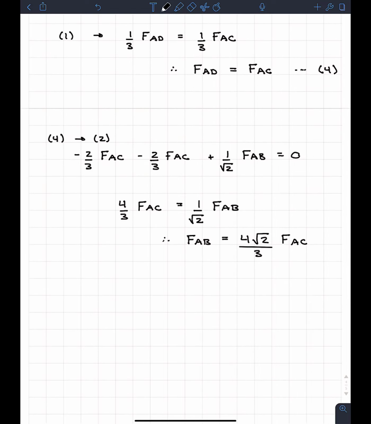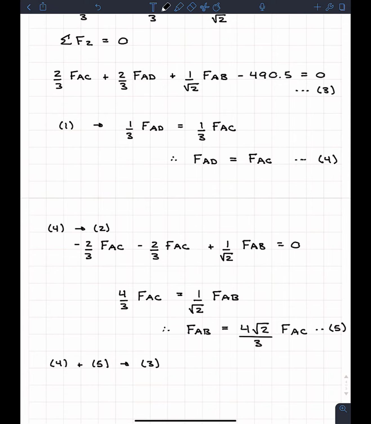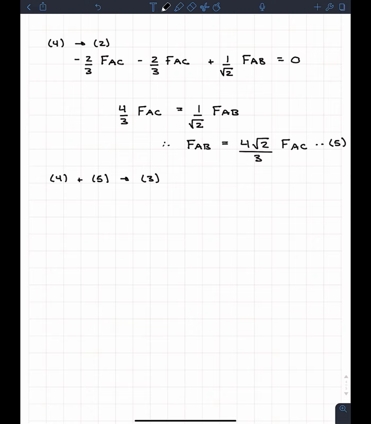So now I'm going to go dot, dot, dot. This will be equation 5. What I want to do is take equations 4 and 5 and throw them into equation 3. The reason why is because everything in the end will be in terms of FAC. So there's only one variable, one unknown. So if I go up here, the first one is 2/3 FAC, and I want everything in terms of FAC, so it's perfect.